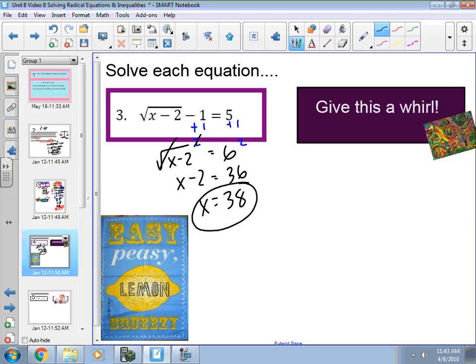Again, plug it back in just to make sure it works here. We put 38 in there. 38 minus 2 is 36. Square root of 36 is going to be 6. 6 minus 1 equal 5. Yep, that one checks out.